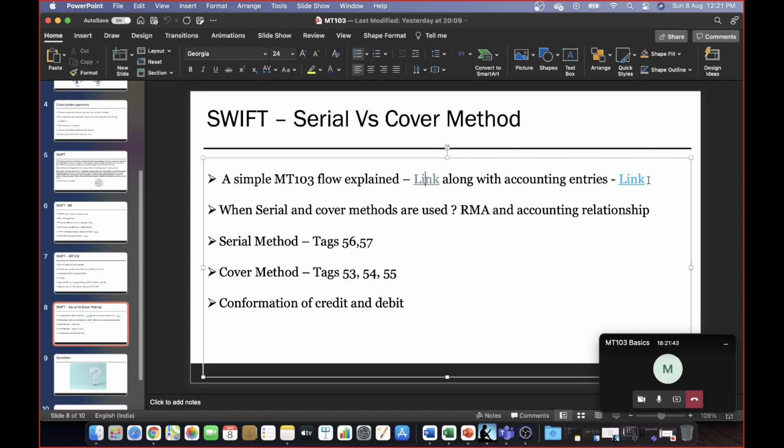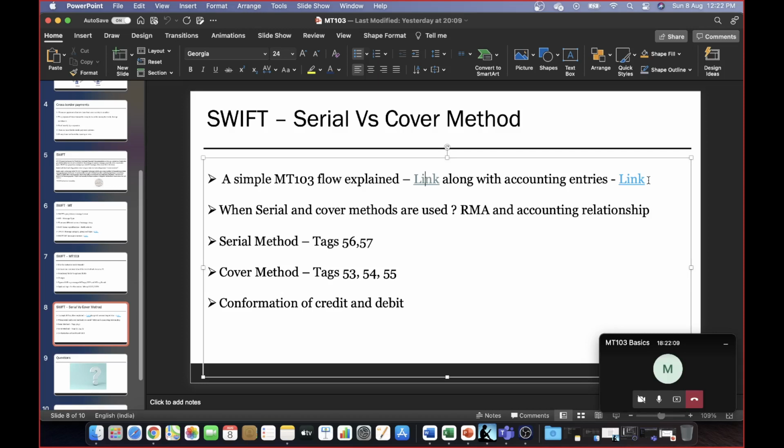So if I am a bank and you are a bank, there are two things we need to have in order to exchange funds, in order to exchange payments. If I need to send any payment to you, we need to have an RMA, whether CDL or cover method. RMA is absolutely essential for us to send funds to another bank.